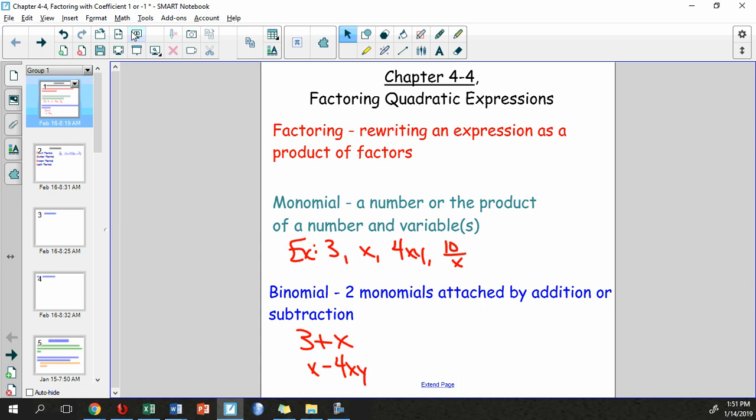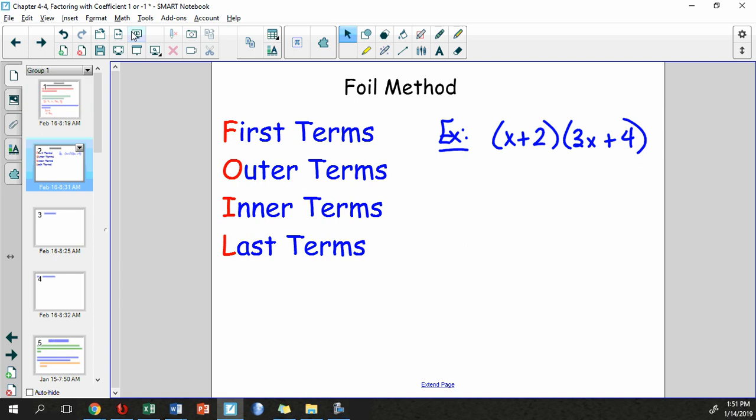Yes? How many people in here remember FOIL? First, outer, inner, last. How many of us have some nightmares with FOIL? Okay, I want you to ignore those nightmares and act like they are not there because we're going to have nothing but rainbows and butterflies and sunshine, okay? Unicorns flying around.